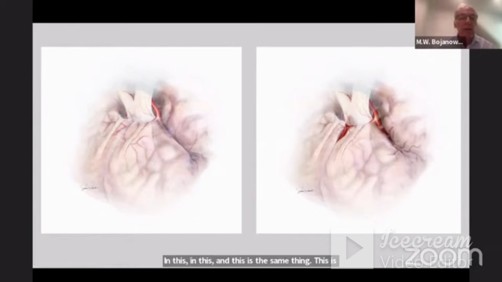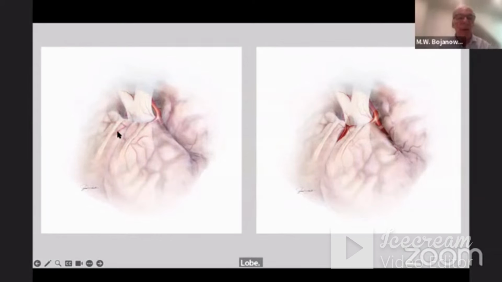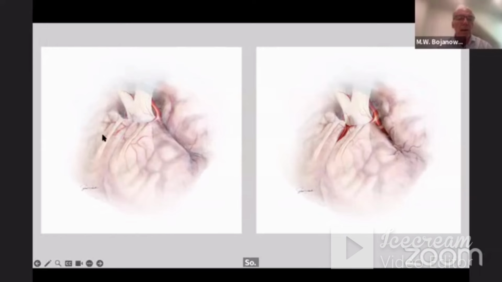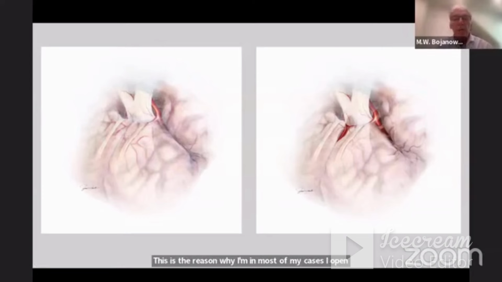This is exactly the same when you want to expose the ACOM complex. If you try to retract the frontal lobe, it is attached with the arachnoid to the frontal lobe of the other side. So this is the reason why in most of my cases I open the interhemispheric fissure here, and this will not only reduce the need for brain retraction, but also reduce the need for brain resection of the gyrus rectus, even if it's a small amount.